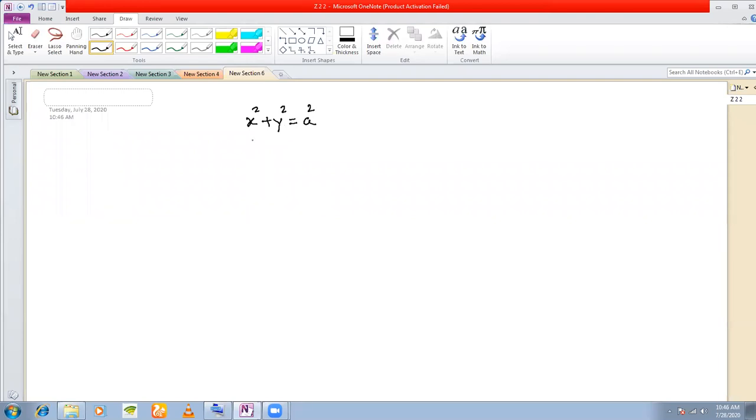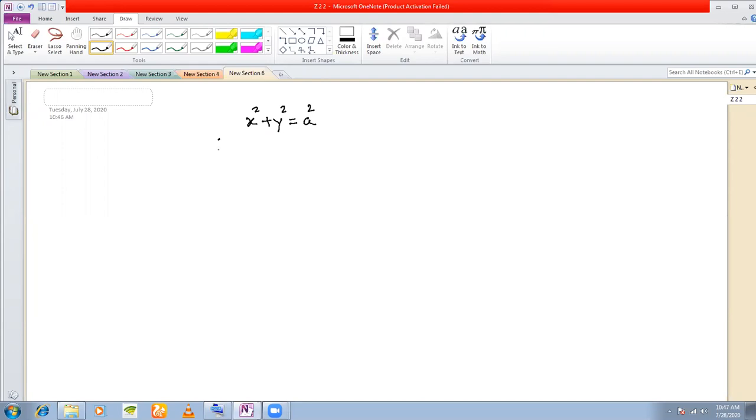Okay, x square plus y square is equal to a square. We will start with a very simple problem. This is an implicit function in x and y. In fact, you can convert it into an explicit function, but you will get plus or minus. Okay, better to keep it as an implicit function. You can differentiate as it is.